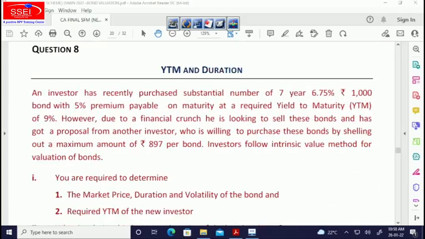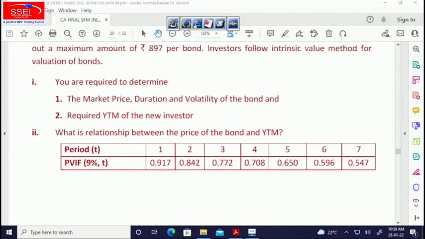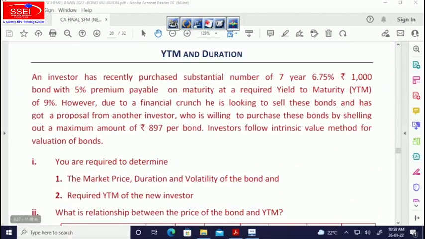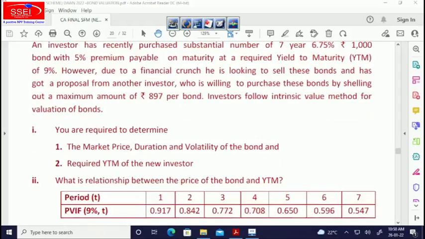We can do it the same way as we did the previous sum. You can draw the columns, years 1, 2, 3, 4, 5, 6, 7. Second column cash flow 67.5, 67.5, and at the end it will be 1050 plus 67.5, not 1000 plus, 1050 plus. Third column will be discounting factor at 9%. Fourth column will be present value, that's W. Last column WX. So accordingly you get the market price, which is the present value column, duration, which is summation WX by summation W, volatility, which is duration by 1 plus R. If you can't do this, in that case I can't help.